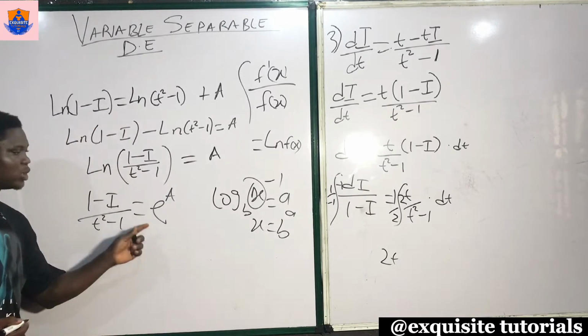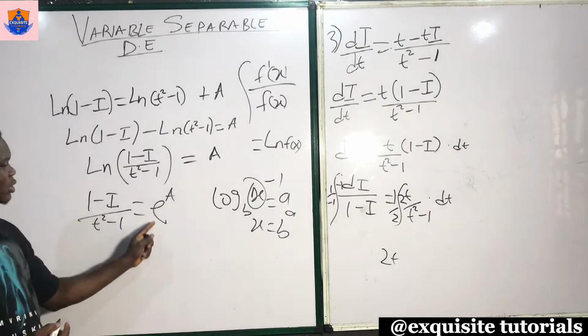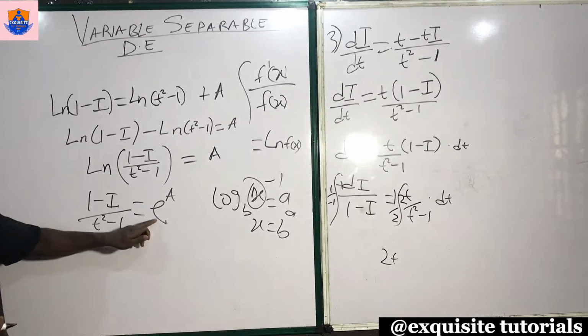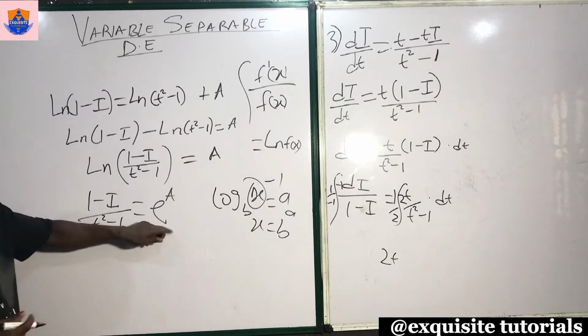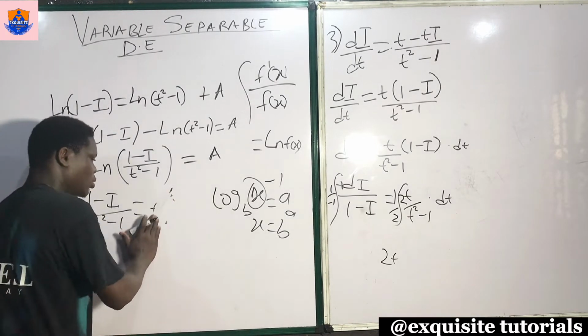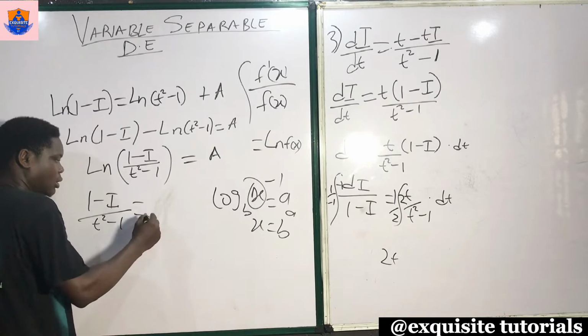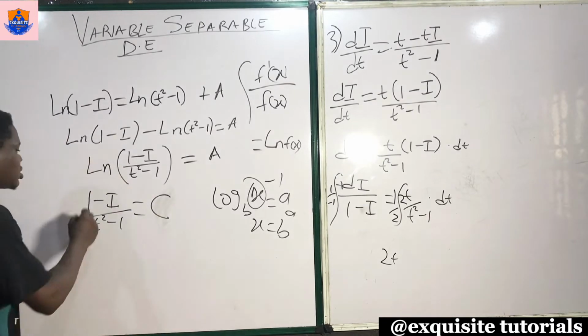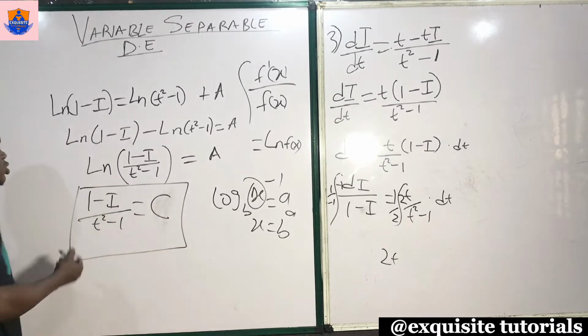Now remember that e to the power a is a constant, and e to the power a will also give you a constant because e is a constant number, just in case you don't know. So this can be replaced with another number. You can leave this as c. So if this is your option, this is correct.